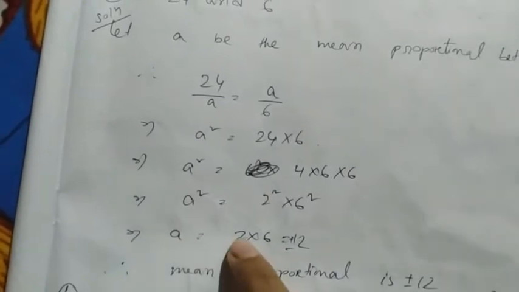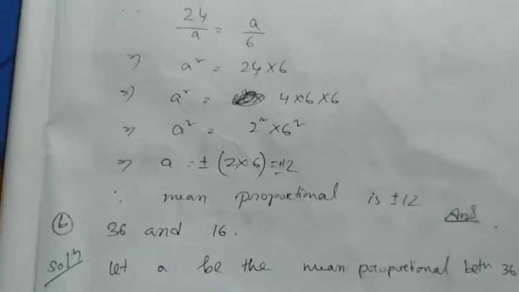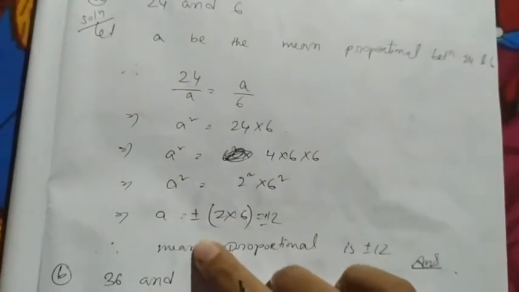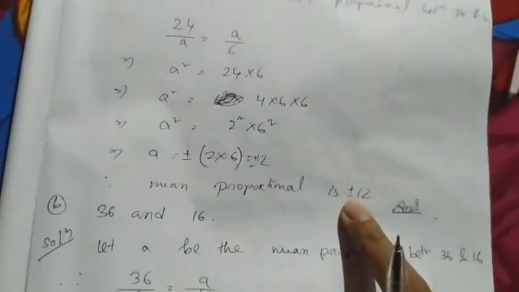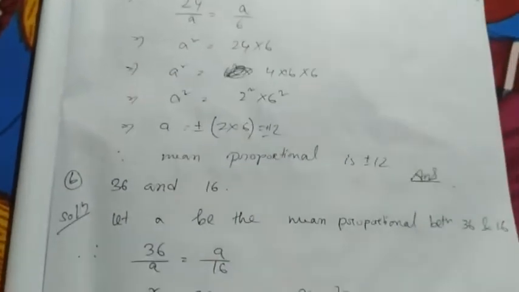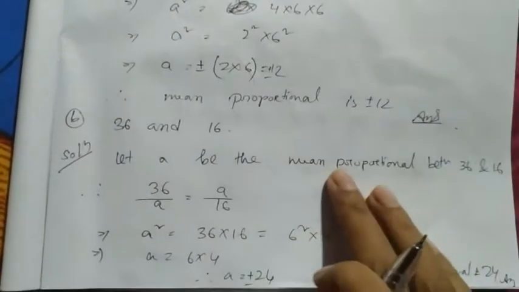So A equals, here it will be plus minus. Whenever the term is like A square, you have to write plus minus. So the mean proportion is plus minus 12. It can be plus also, it can be minus also. Both are correct.